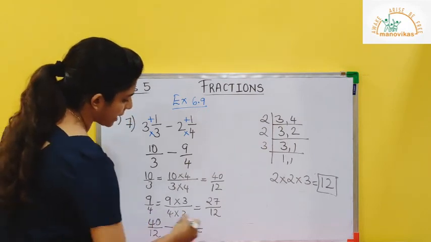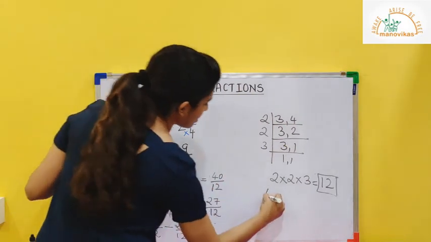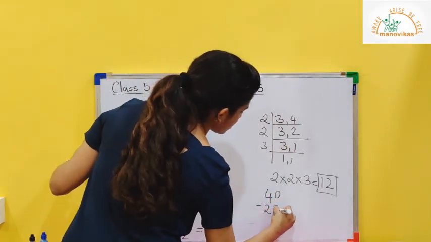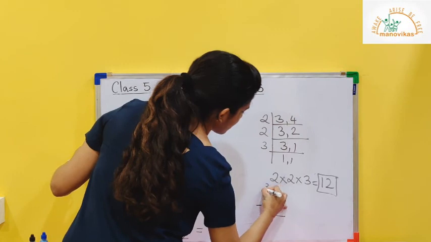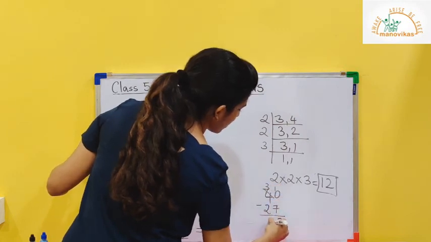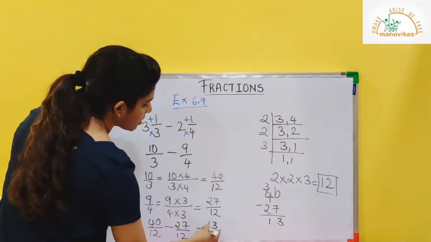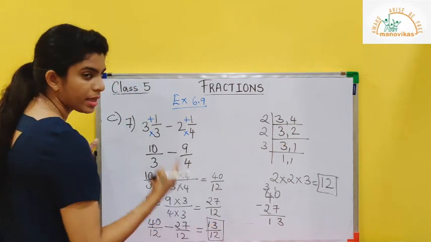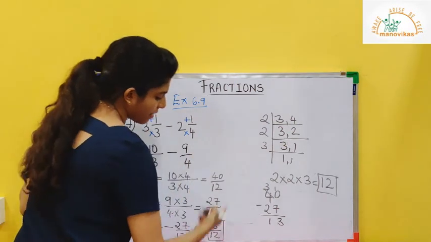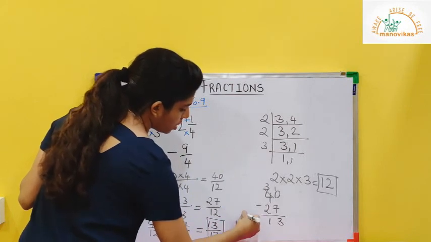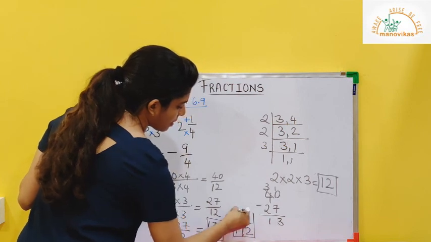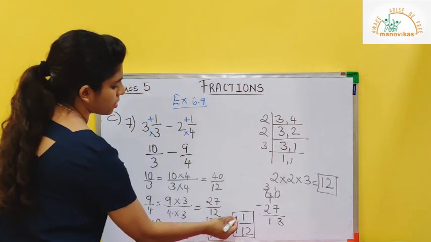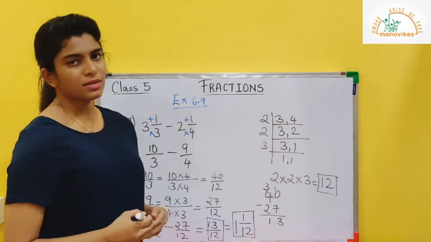What answer do I get? What is 40 minus 27? So it is 13. So I get 13 upon 12. Again I get 13 upon 12 here. I can convert it into a mixed fraction. So this becomes 1 whole 1 upon 12, which is my final answer. 1 whole 1/12 is the final answer.